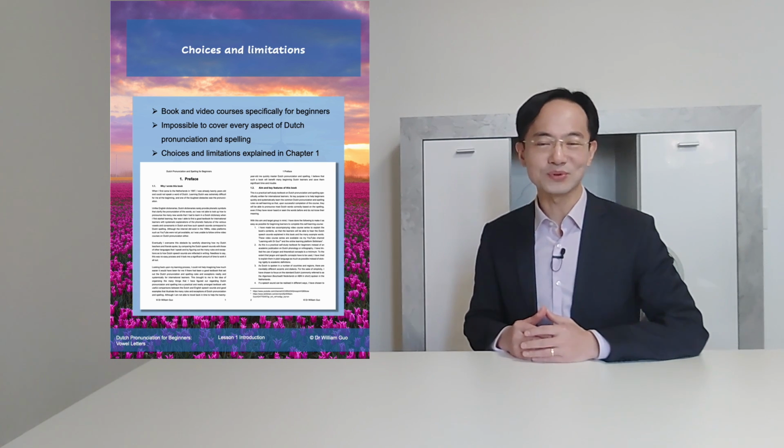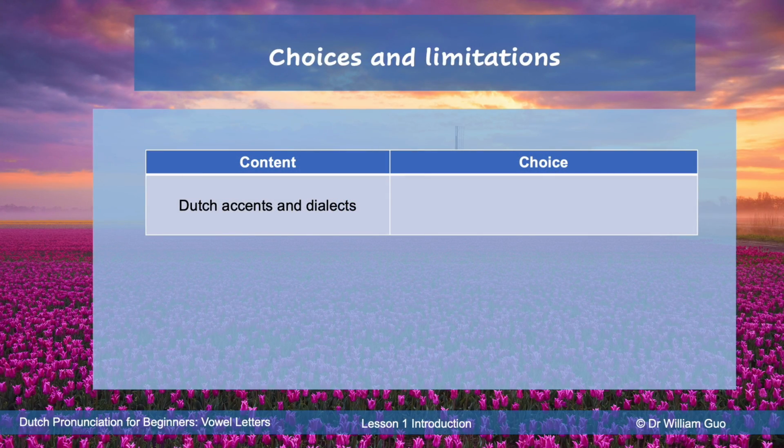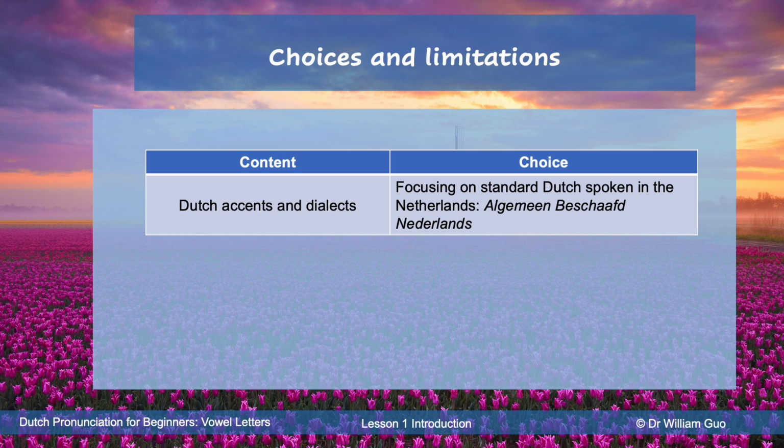For those that don't have time to go through the explanations in chapter 1, I'll briefly point out 3 important aspects. The first is about Dutch accents and dialects. As Dutch is spoken in a number of countries and regions, there are inevitably different accents and dialects. For the sake of simplicity, I've chosen to focus on the standard Dutch spoken in the Netherlands, which is commonly called Algemeen Beschaafd Nederlands, or ABN in short.